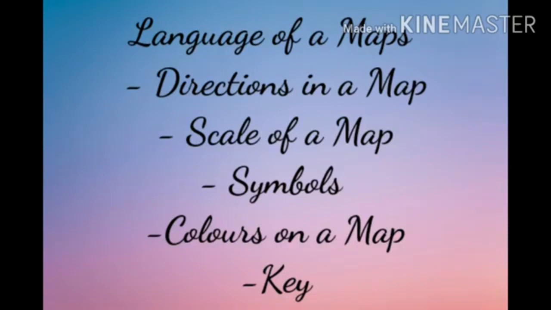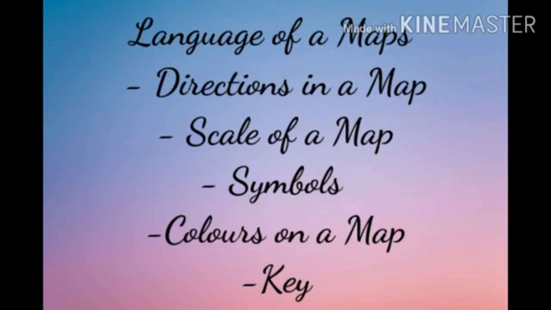Children, next one, symbols. You see, many types of symbols are used in a map. For example, a city is marked on a map by a small circle. The capital of a country is shown by a dot inside a circle. Children, what is a symbol? Yes, a symbol is a shape or a sign that is used to represent something.